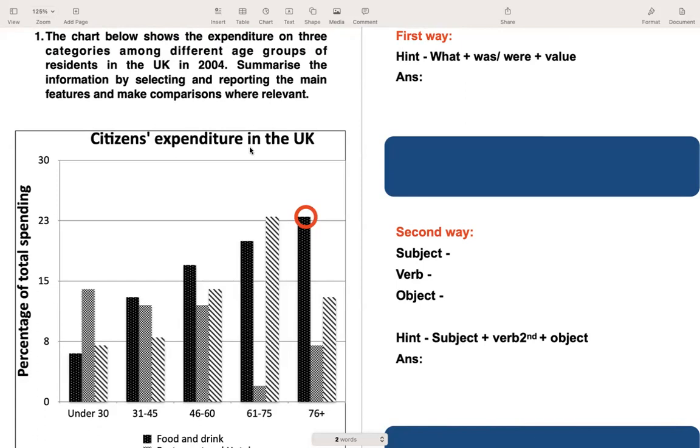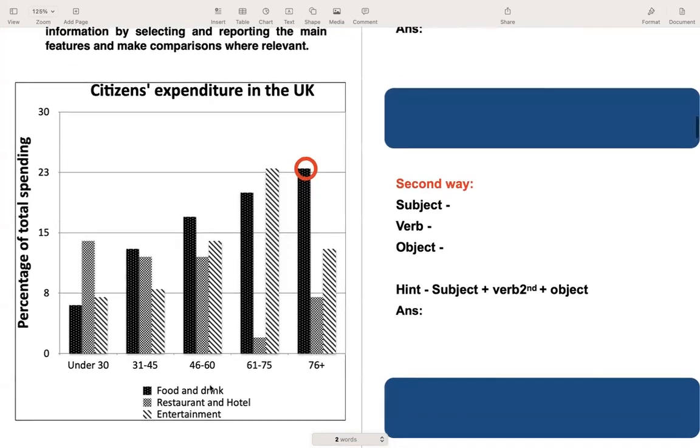So the graph is showing what, Dharman? The expenditure of three categories among different age groups, and you can read this as percentage of total spending. Is it clear? Yes, there is food and drink, on three things. So what are the three things? The first one, food and drink. The second one is restaurant and hotel. The third one is entertainment. Perfect. So the black line is for food and drink. The second line is for restaurant and hotel. And the third line is entertainment.